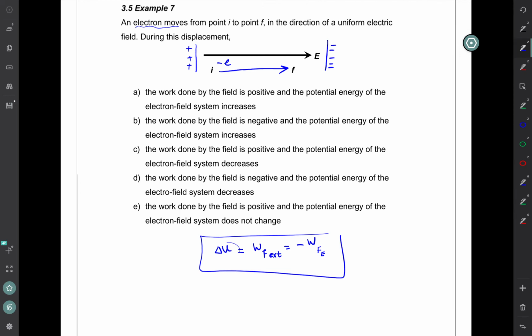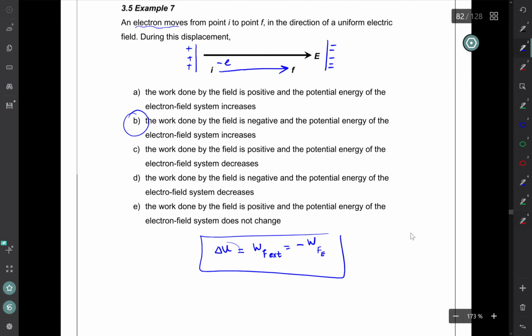So I mentioned that in our class. I said if a negative charge is moving towards the same sign plate, delta U increases. The work done by us is positive. The work done by the electric field is negative. So the answer in this case would be B. The work done by the field is negative and the potential energy of the electron-field system increases.